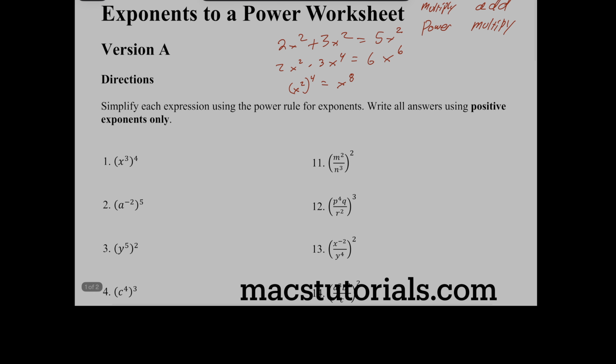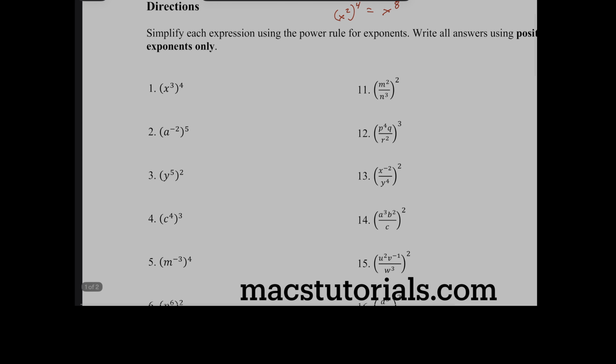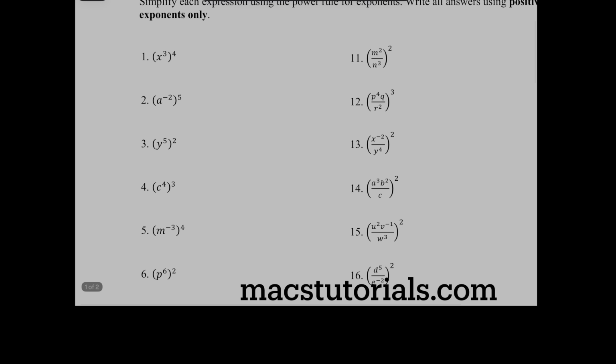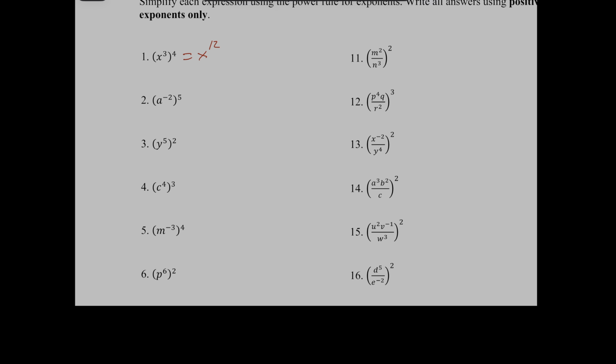And write all answers using positive exponents only. That's okay, we know how to do that. So x to the third to the fourth. In this situation, this is when we multiply, okay? A to the negative second to the fifth, well, what's a negative 2 times 5? That's a negative 10. But we want to write it with a positive, so we flip it. So we have to write 1 over a to the 10. We need that 1 as a placeholder.